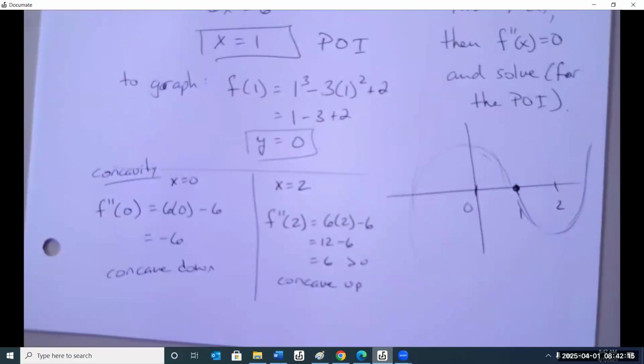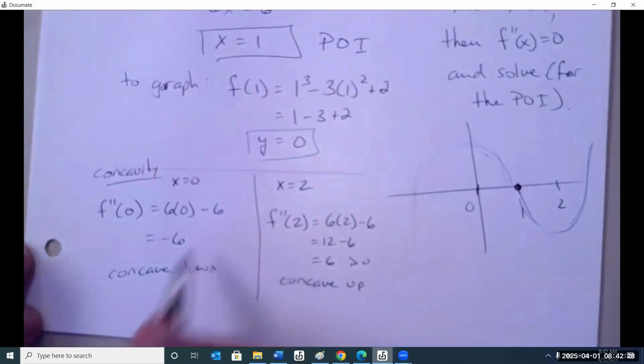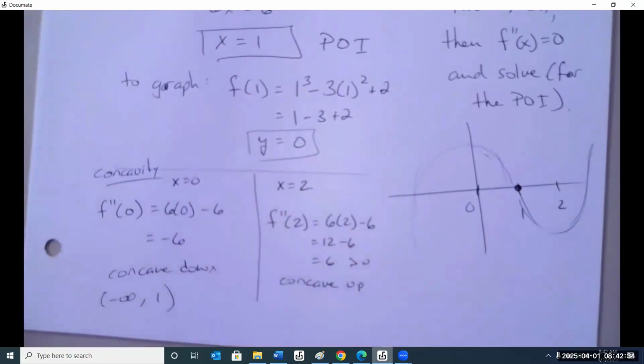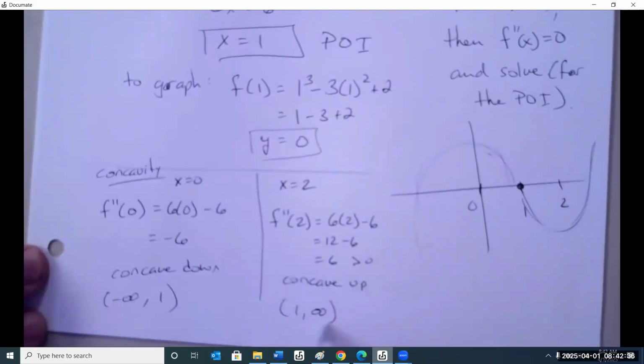Can you tell me where the vertices are? Okay, so concave down from negative infinity to positive 1. It's concave up from 1 to positive infinity. That's where it's concave. That's the domain of concavity. How would I find the extrema points? Set the first derivative equal to 0.